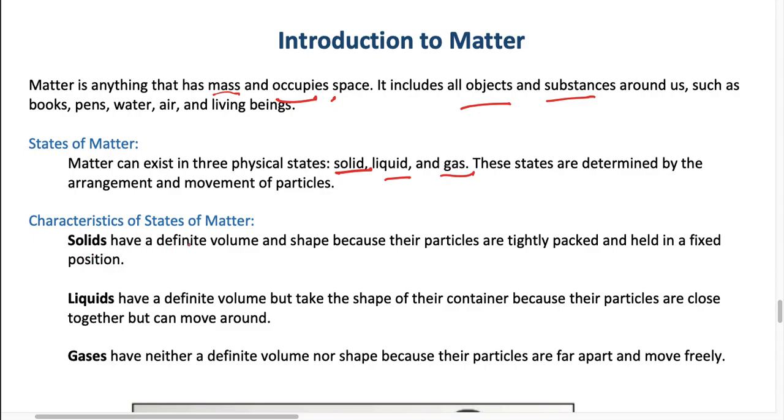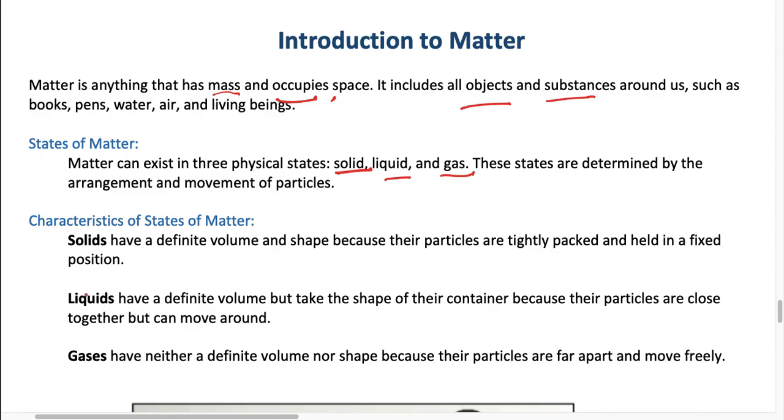Solids have a definite volume and shape because their particles are tightly packed and held in fixed positions. So a solid is simply matter whose particles are closely tied together. In this state, the particles cannot move easily.